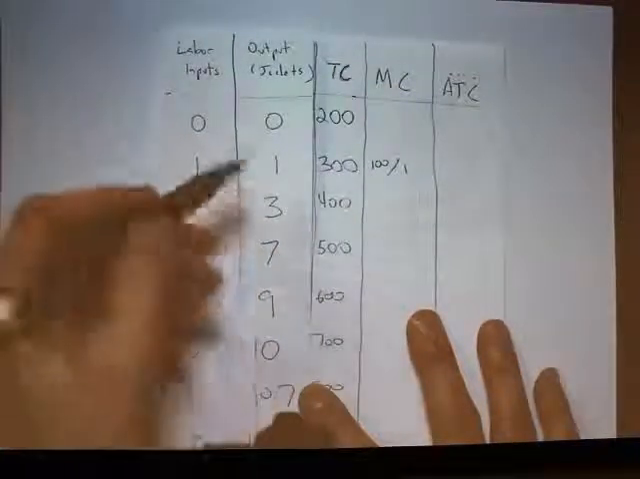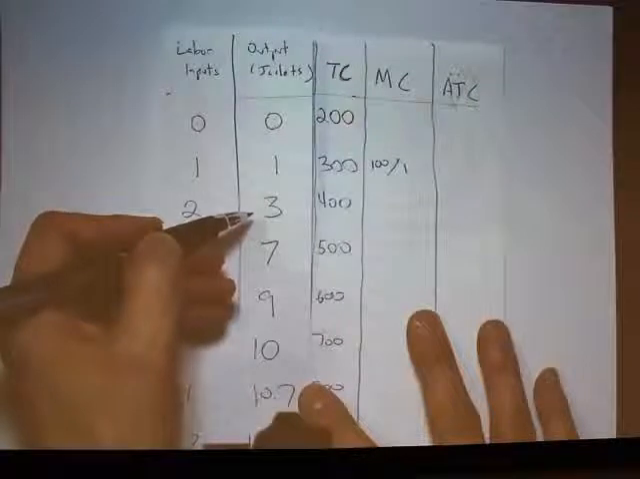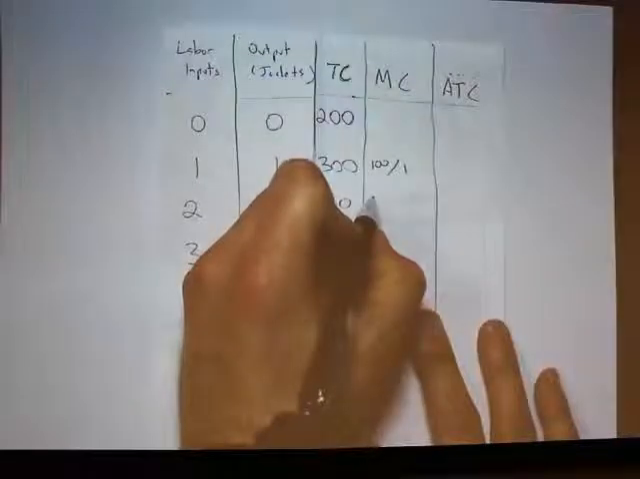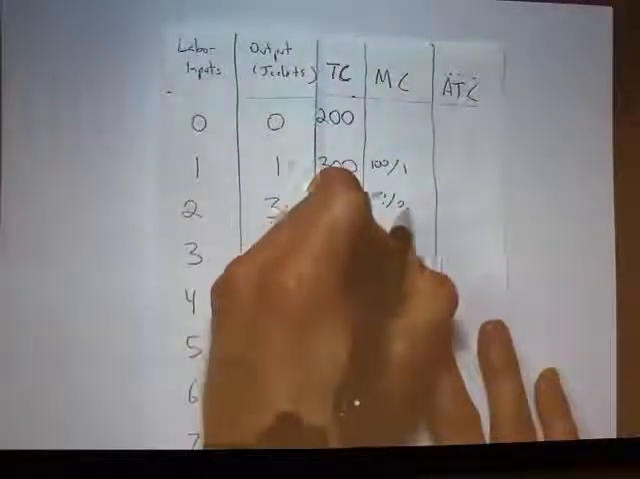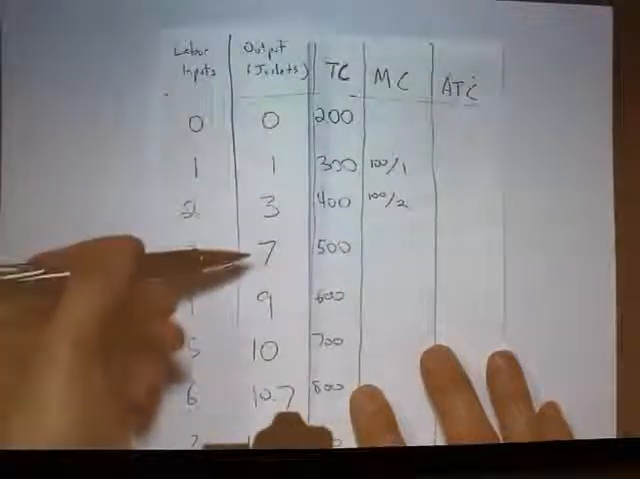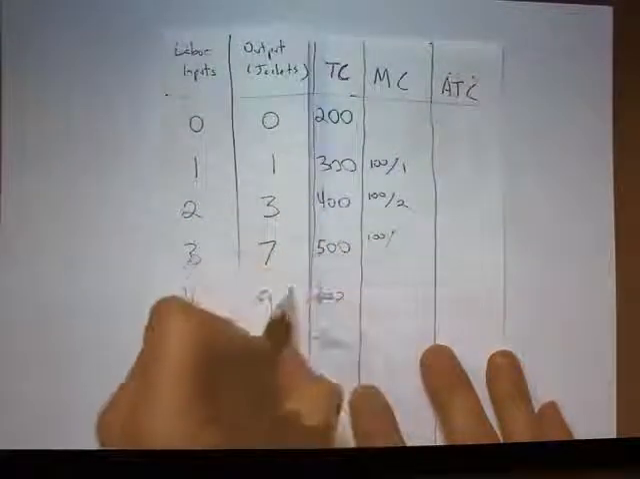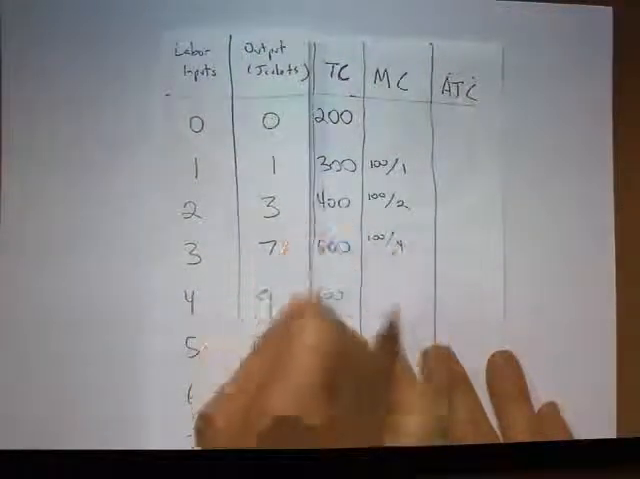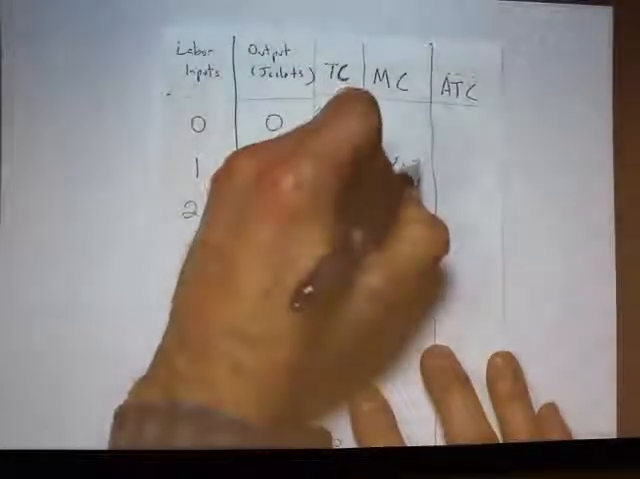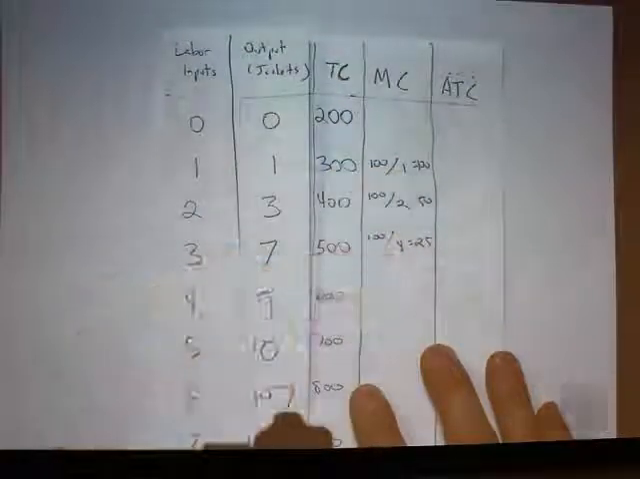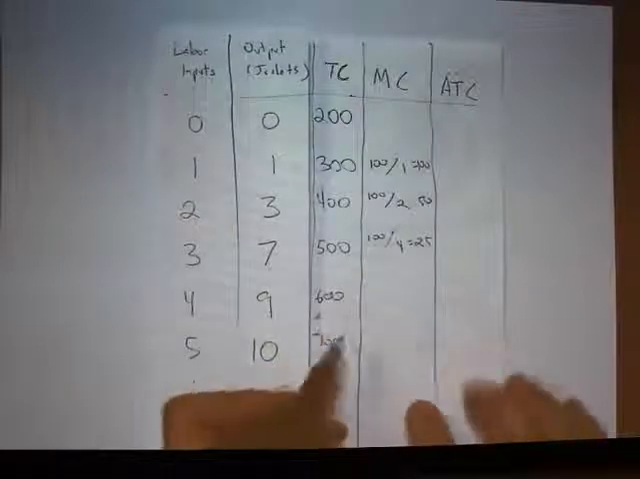Now, if we go from 1 to 3 jackets, total cost rises by 100. So the change in total cost is 100. But what's the change in quantity? 2. Again, we have a change in total costs when we go from 3 units of output to 7 units of output of 100. But the change in output is 4. So what's happening to our marginal cost? It's 100, here it's 50, here it's 25. So our marginal costs are falling, right? Let's see if they continue to do so.